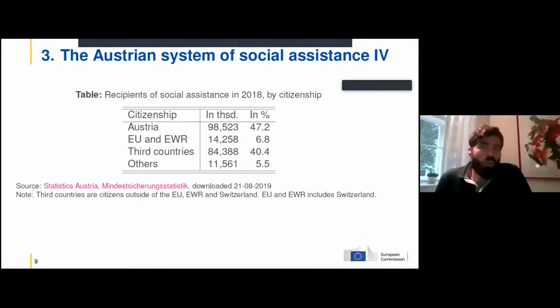We also had a look at where social assistance recipients are coming from, and we see that about half of the recipients have Austrian citizenship, while about 40% are coming from third countries, which are countries outside the European Union. And a minor share of about 7% are people with citizenship not in Austria, but within the EU or the EEA.